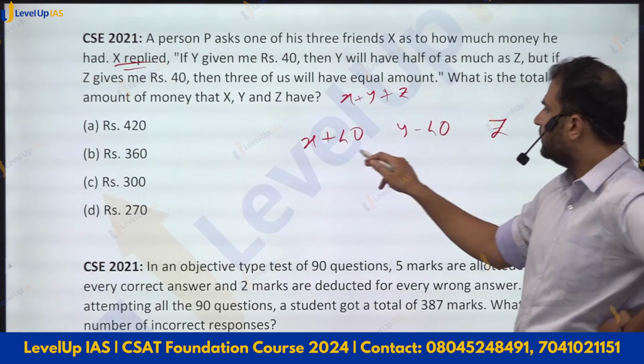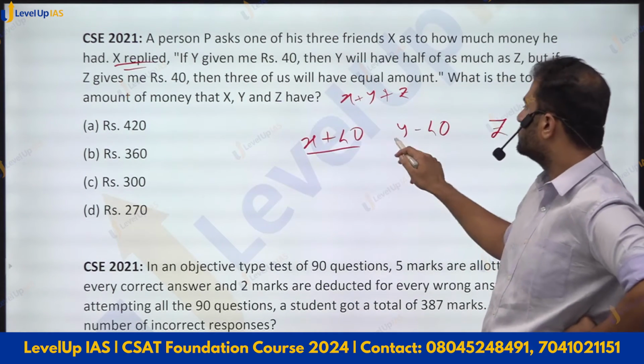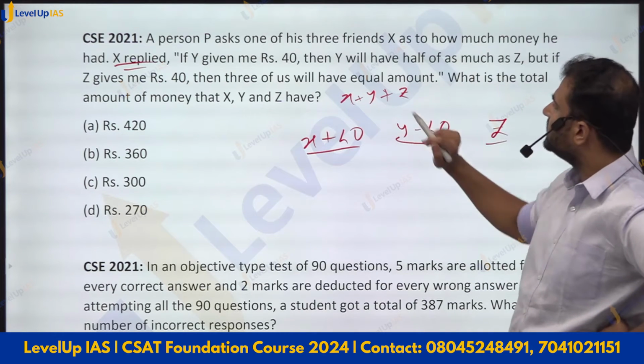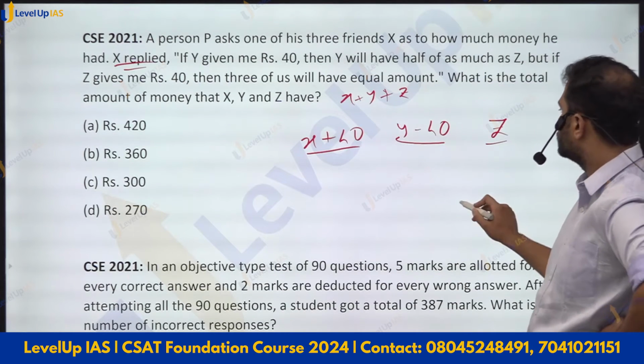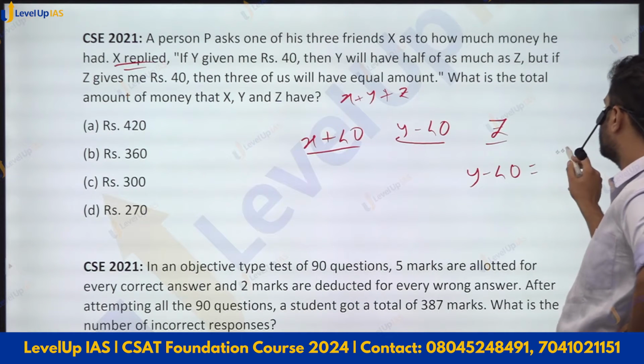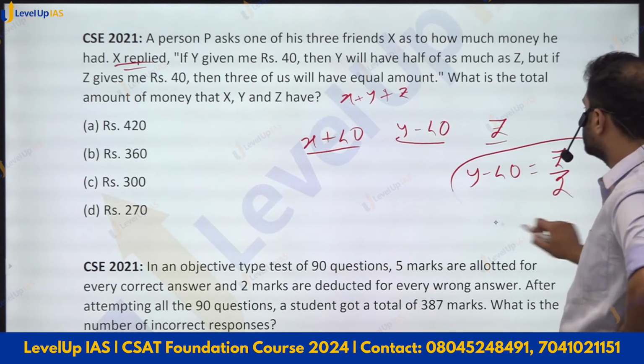Here firstly Y is giving 40 rupees to X. So X will be having this many, Y will have this many and Z has the same quantity. And in this case Y will have half as much as Z. So Y is equal to Z by 2. Okay, so this is one equation we have.